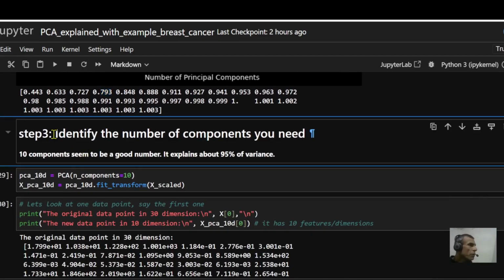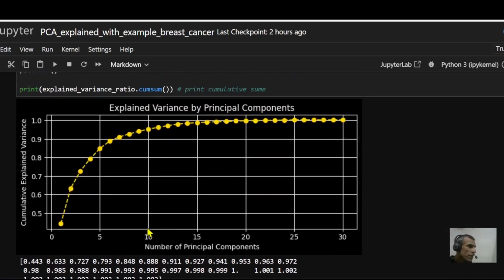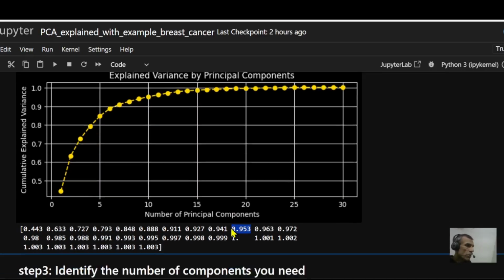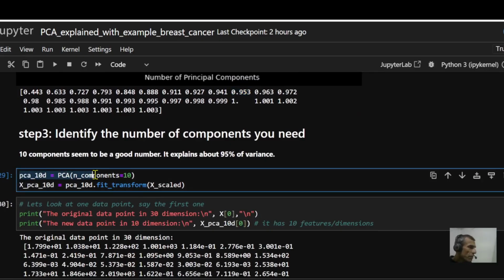Step 3. Now you identify the right number of components you need. Well, 10 seems to be a good number. If you look over here, 10 is this number. That's capturing approximately 95% of your variance. So your 10 is this right here. This one is your 10th principal component. This is up to 10 principal components, and this is capturing 95% of your variance. So 10 seems to be a good number. So now I create my PCA with number of components equal to 10, and then I'm creating my new scaled features that actually take into account the principal components.